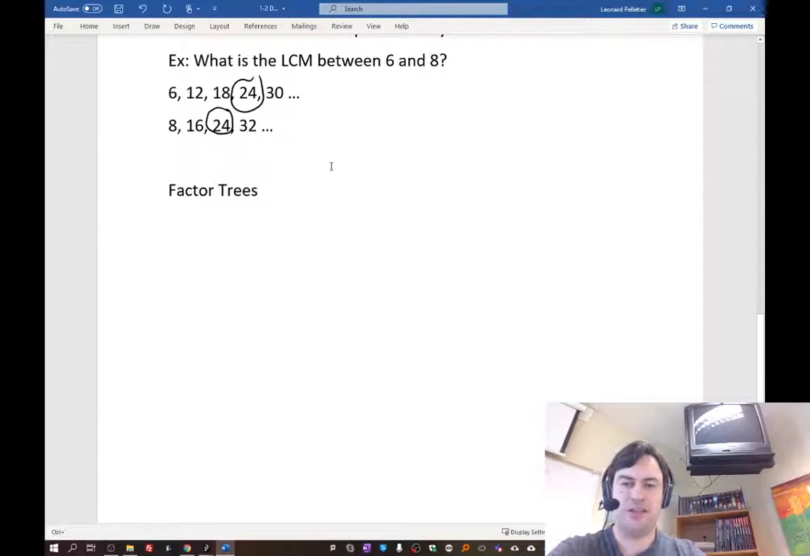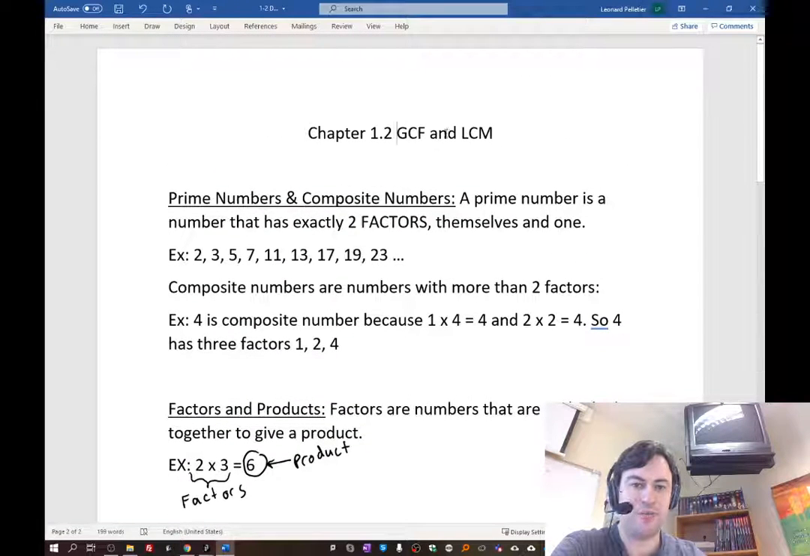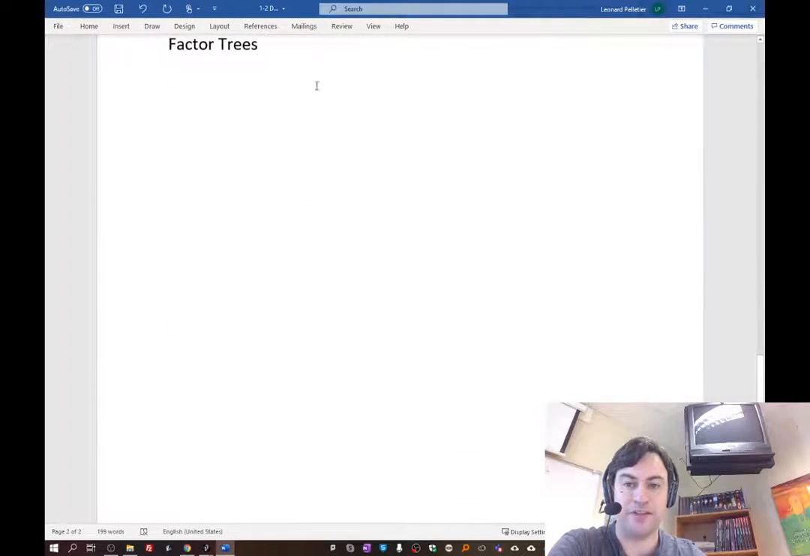We are going to be taking a look at making factor trees. This is something you've done before, I know, but sometimes you forget how to do it. And also it's going to be important because we are looking at greatest common factors and lowest common multiples. And to do those things, you're going to need to know how to do a factor tree.